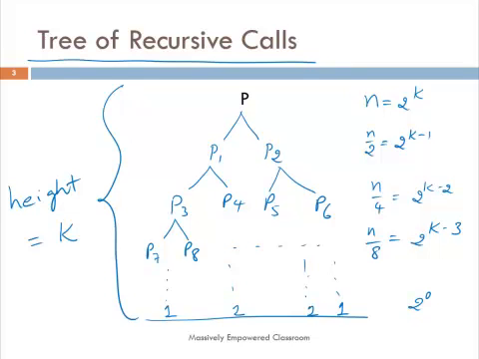How do we get the solution to P? You take the solution for P7 and the solution for P8, combine them to get the solution for P3. Combine that with the solution for P4, you get the solution for P1.